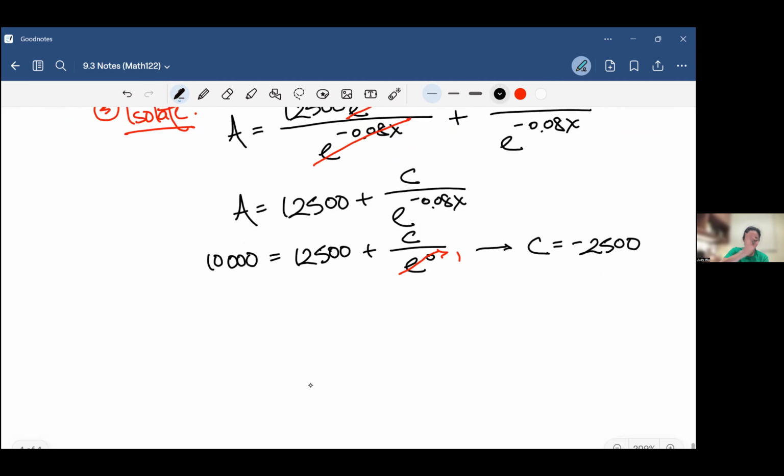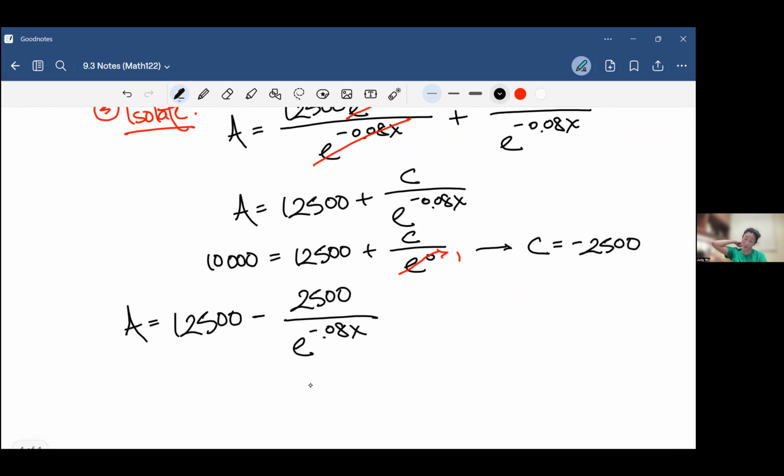Okay, so let's put that all back in, see what we get. We get A equals 12,500 minus 2,500 over e to the negative 0.08x.